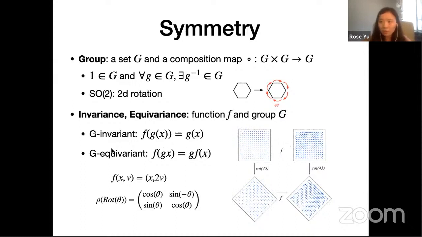And by definition of G equivariant, we're saying if we rotate this velocity field first by 45 degrees, and then scale it up by 2, it basically has the same effect. So f of g of x is the same as g of f of x. And that's the definition of G equivariant.